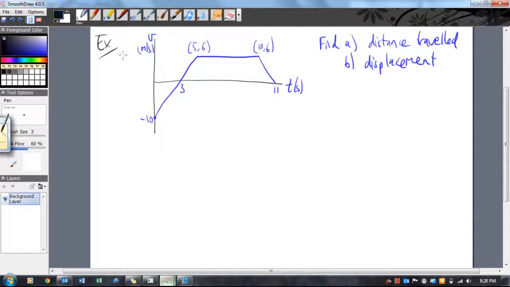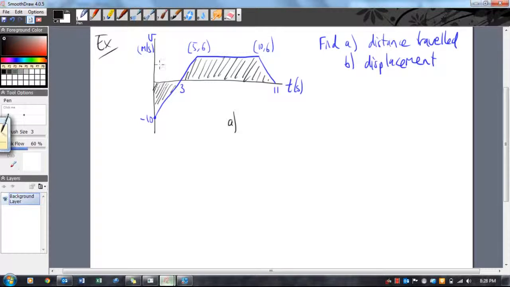So in these examples, let's have a look at this. Find the distance travelled. Now, in the first 3 seconds, this area here will tell us how much it travels in the first 3 seconds. And then from seconds 3 to 11, this area will tell us how far it travels in that time. Let's just calculate our areas of these, and I'll write them in nice red so that we can see what's going on.